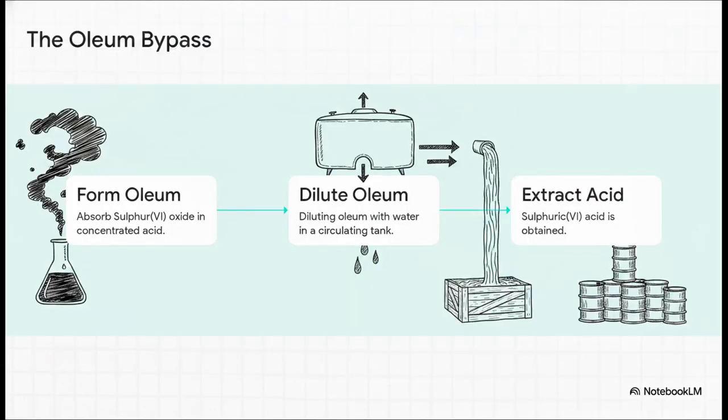All right, so once the oleum is safely formed, we can finally finish the job. The factory takes this thick oleum, pumps it into a circulating tank, and very carefully and safely dilutes it with liquid water. Because the gas is already bound up tight inside the oleum, adding water now is entirely manageable. The water breaks the oleum down, and out flows our final, beautiful product. Massive quantities of 98.5% concentrated sulfuric acid, ready to be cooled down and shipped out.